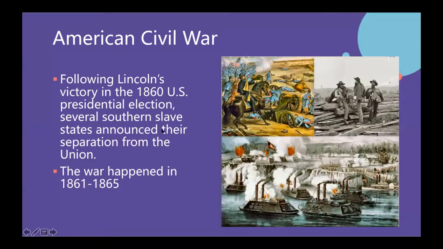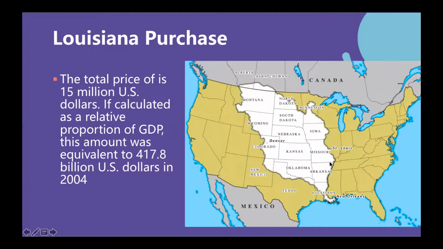So in that time, they were not equal. Slaves lived in the south, and free people lived in the north. So they were not living together, and then they were having wars. Many of the states announced they would separate from the United States. So actually, this part mostly is not the United States anymore. This part separated from the United States because of the inequality problems.